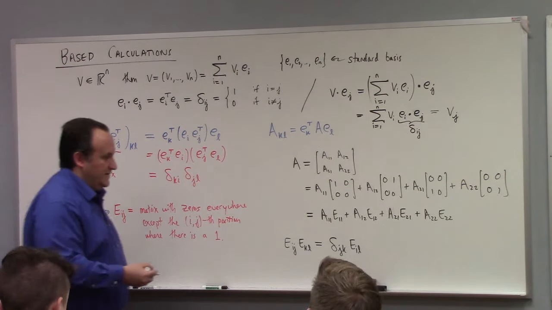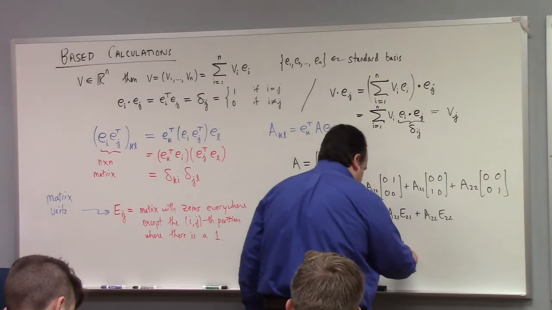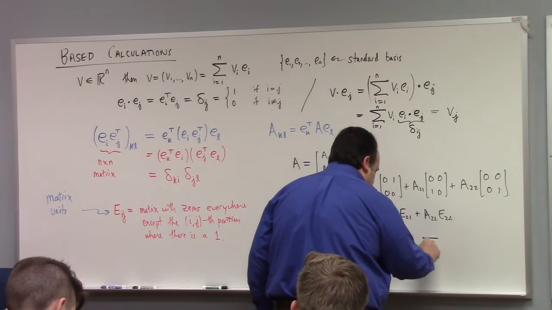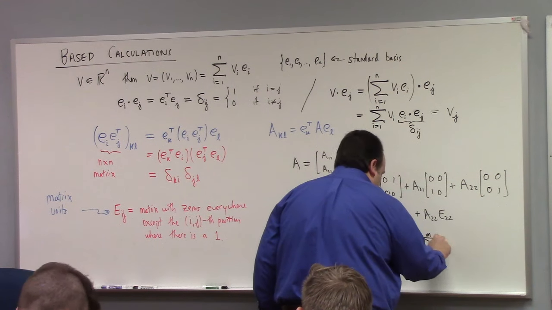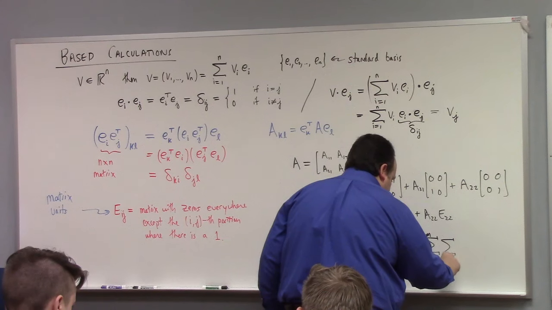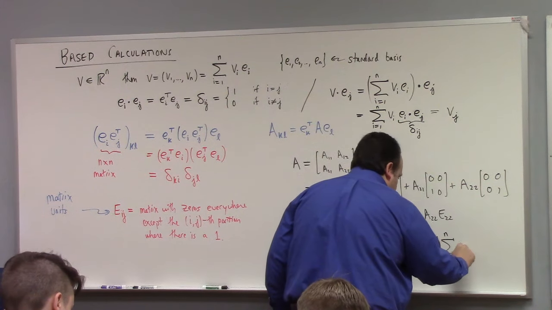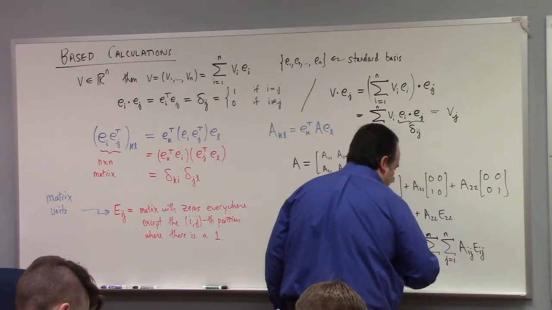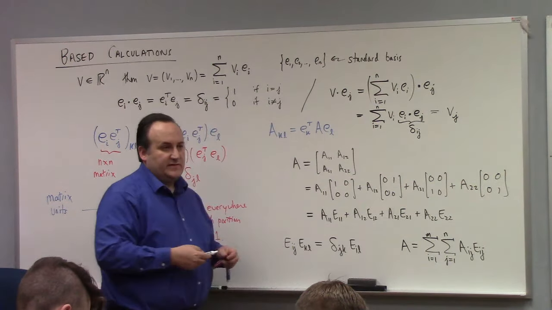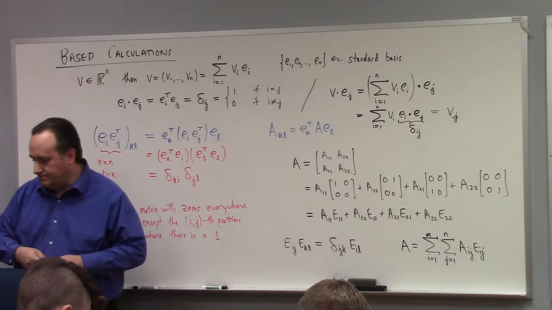And then finally, the other thing I should just mention is that this concept generalizes. In fact, we can write any A as the sum over i equals 1 to m, the sum j equals 1 to n of aij Eij. So like any matrix, we can write as a sum of the matrix units if we generalize them to be rectangular.